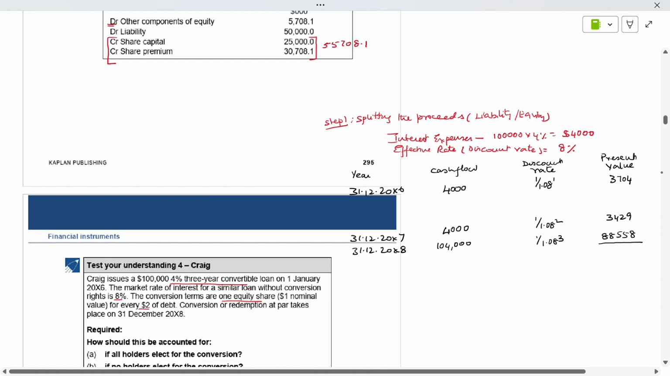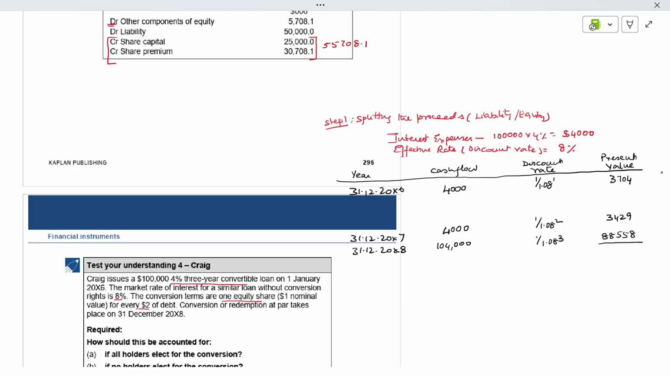Check. Total is how much? $4,000 divided by 1.08. How much will you get? Is it okay?